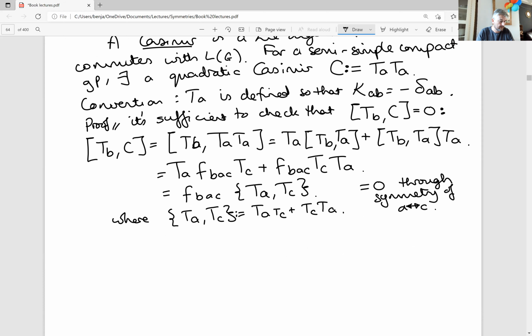So we now consider some Casimir in a representation of the Lie algebra.